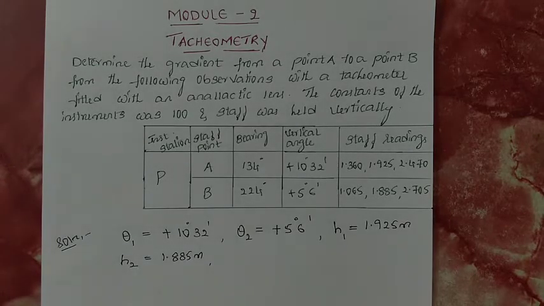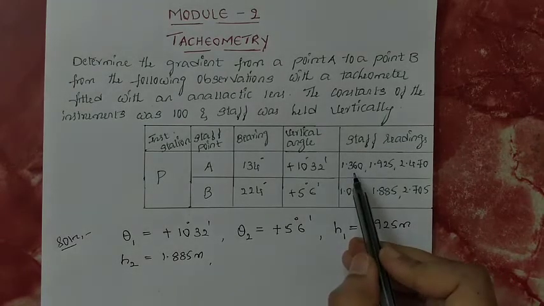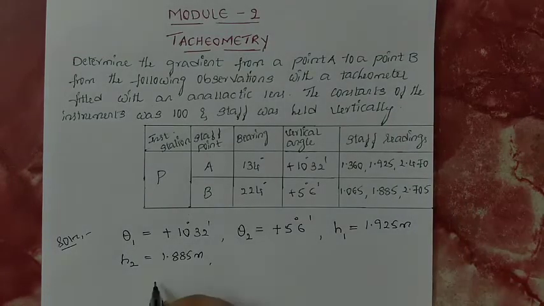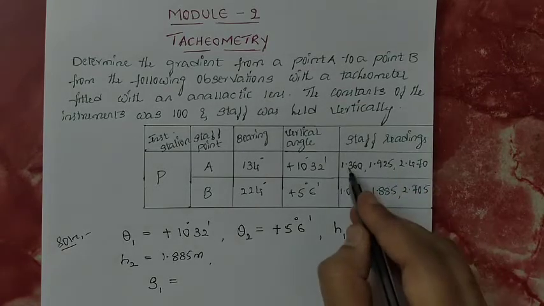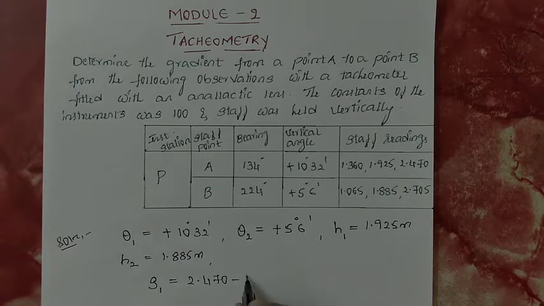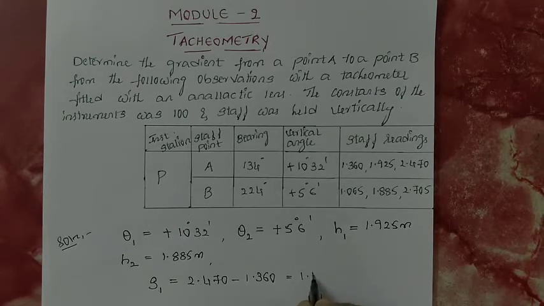Then the staff intercept is the difference between the upper and lower stadia wire readings. The first reading is upper, the second is middle, and the third is the lower stadia reading. To calculate the staff intercept S1, the difference of upper and lower, the higher value is subtracted: 2.470 minus 1.360, you will get 1.110 meters.